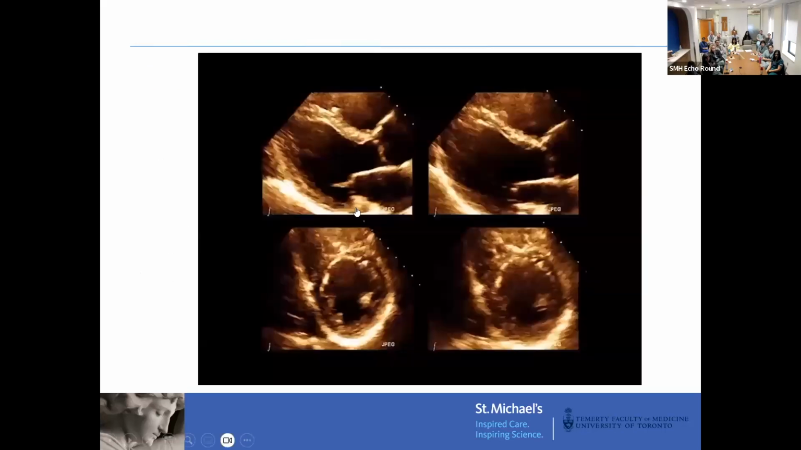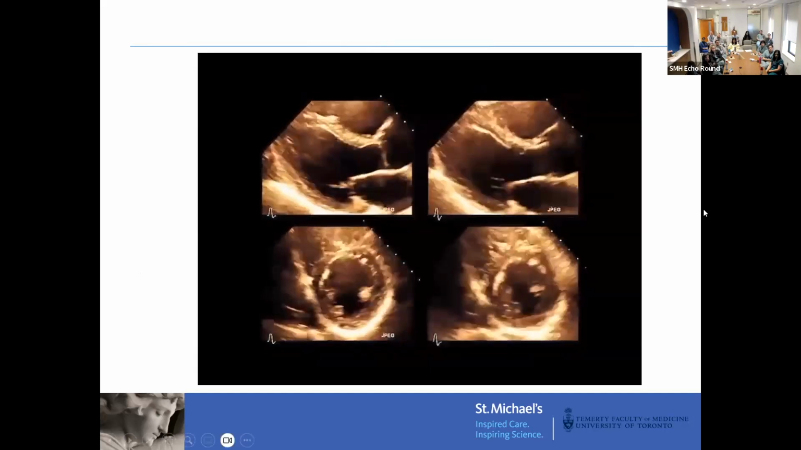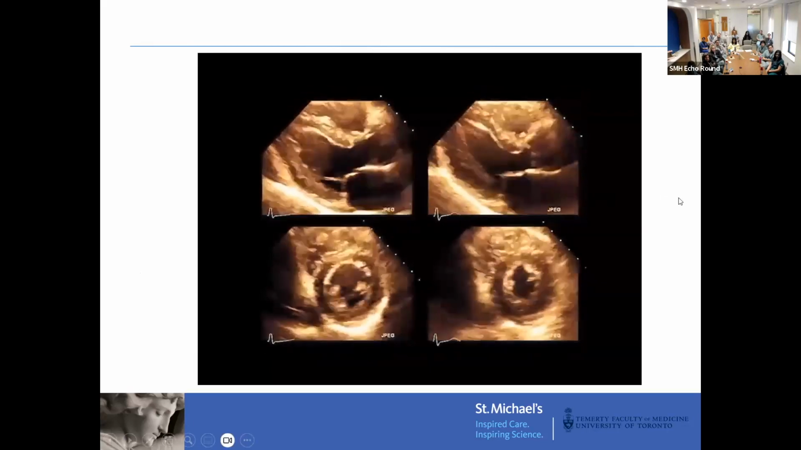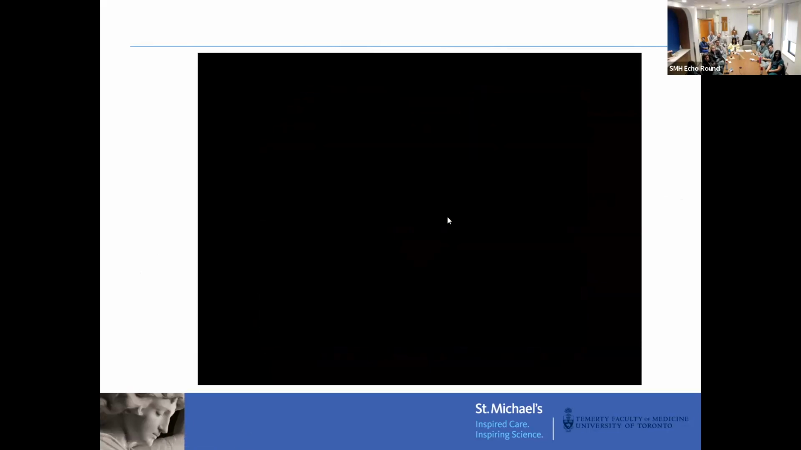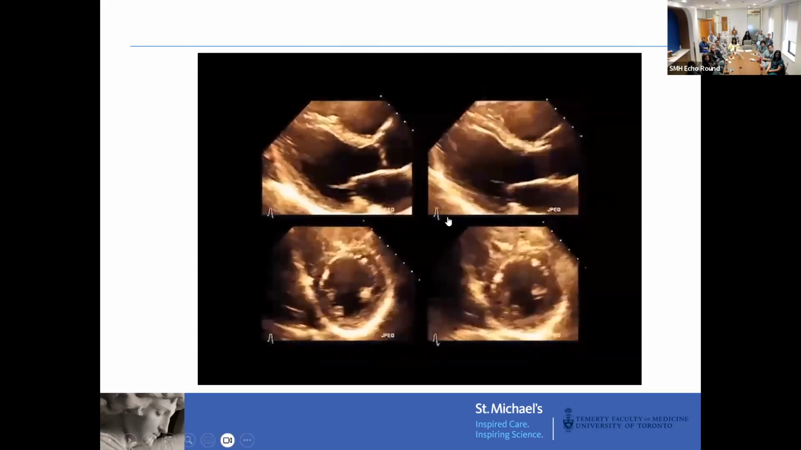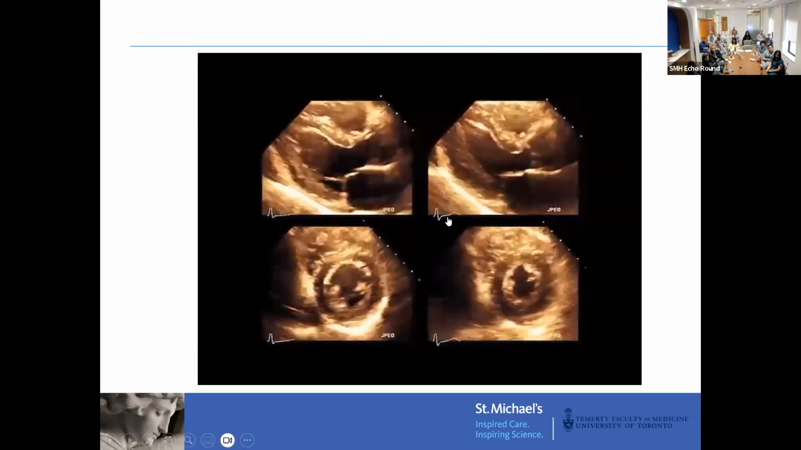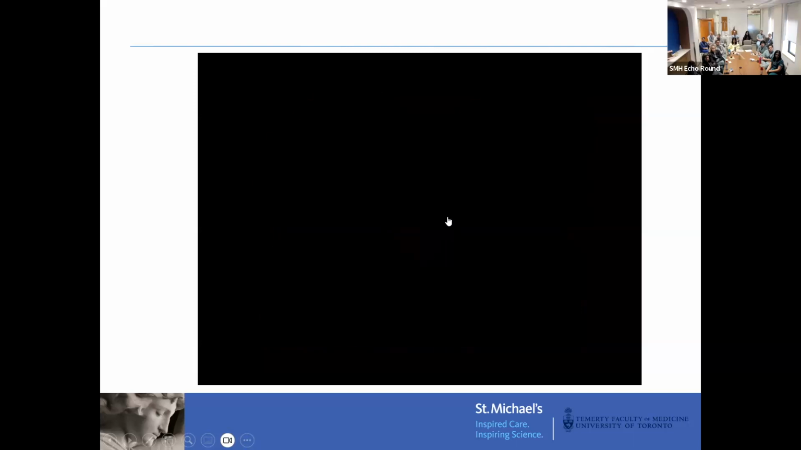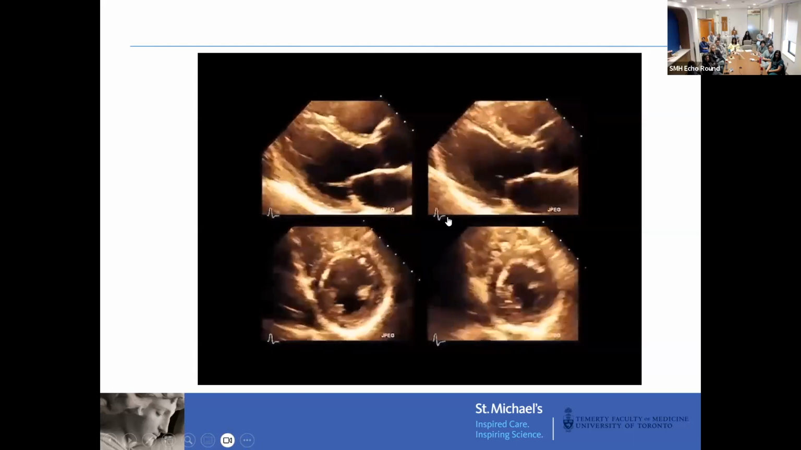So let's see if these videos are working. This is just an example of a completely normal stress echo, where you can see with stress, I'm just going to have to keep clicking this. As you can see with stress, the cavity gets smaller and you have lots of thickening at peak stress in comparison to the baseline, which is the first image on the top left.